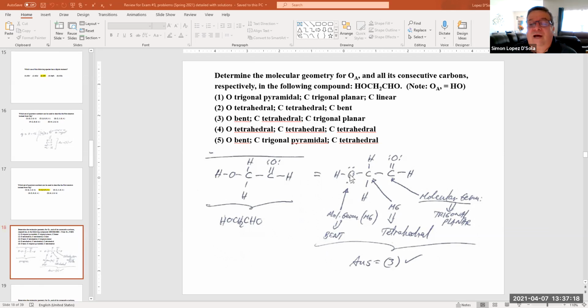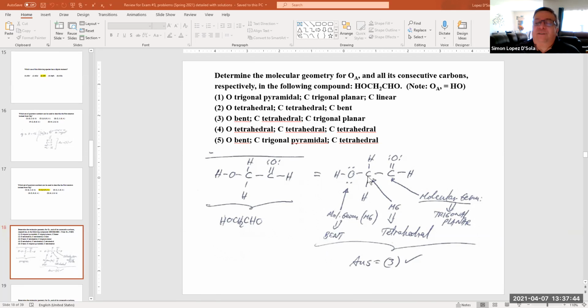And because that is the general form, AX2E2, that corresponds to an electronic arrangement which is tetrahedral, but for that, the molecular shape will be bent. So in this case, we have that the molecular geometry for this oxygen on the left, OH, is bent.